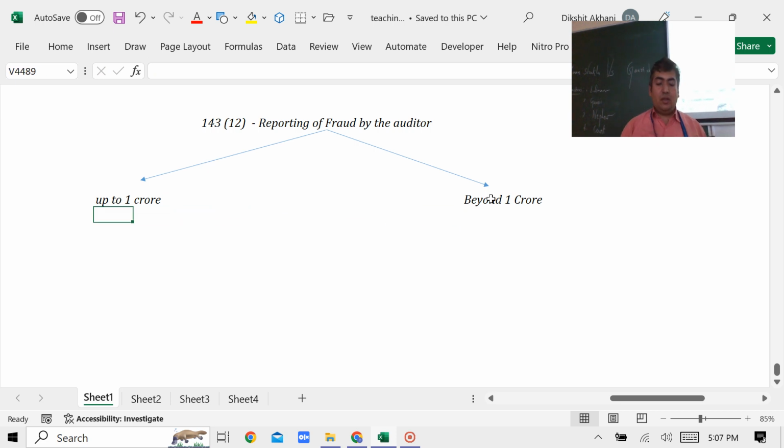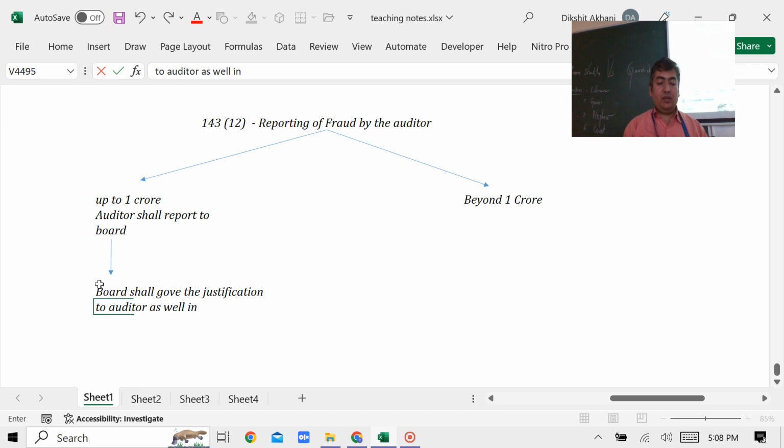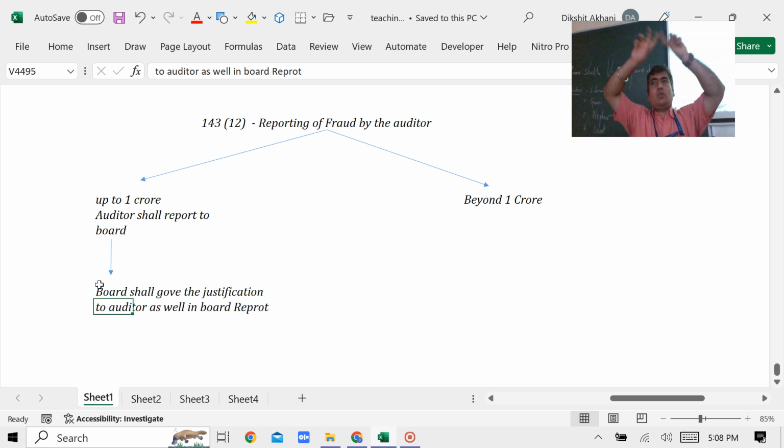If the fraud is up to 1 crore, the auditor shall report to the board, not to the company. The board needs to give justifications to the auditor. The board shall give the justification to the auditor as well as in the board report. Am I clear? Whatever justification the board has given, it doesn't matter, the auditor will report that in his audit report, and that audit report will be read by whom at the end of the day? It will be read by the members, because it is addressed to the members. Now, it becomes public information. Come on.